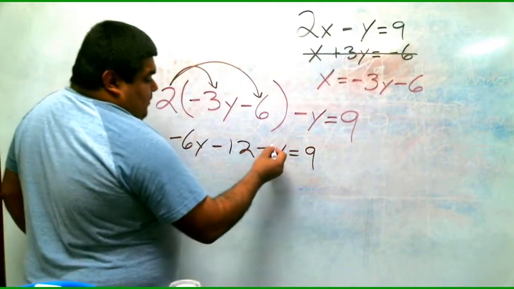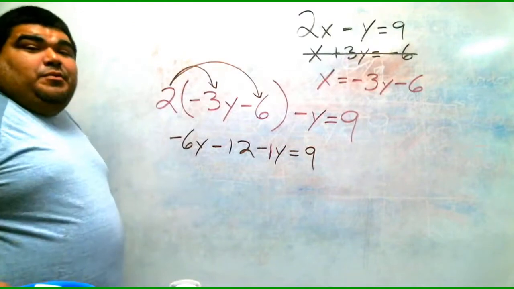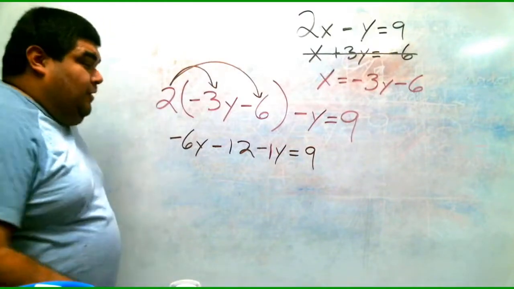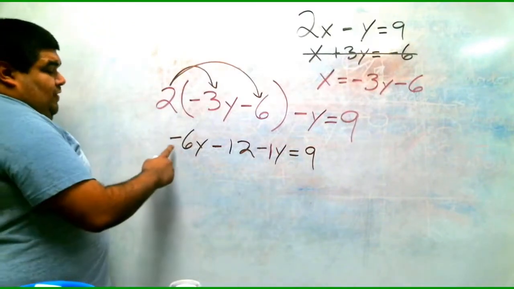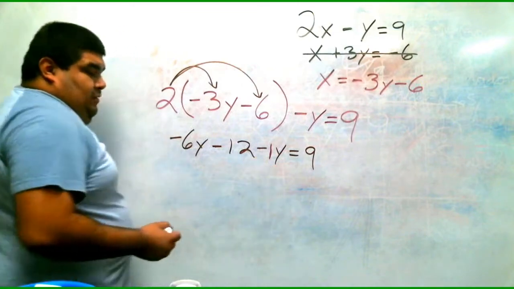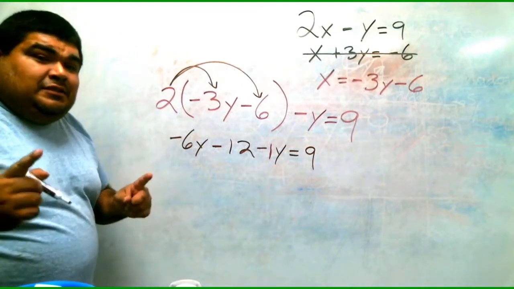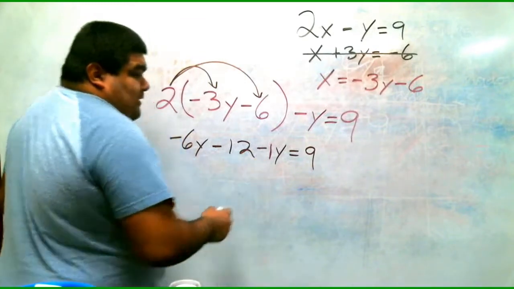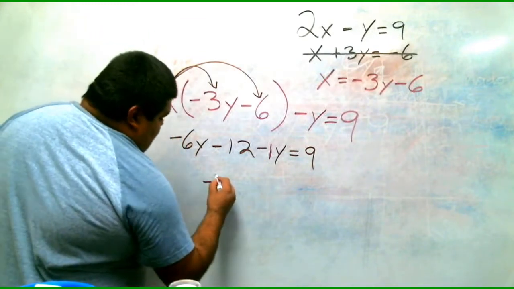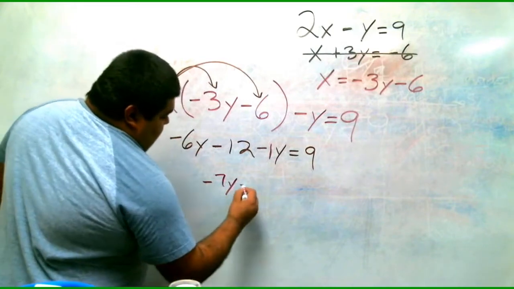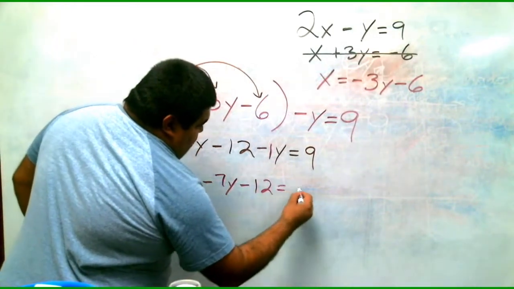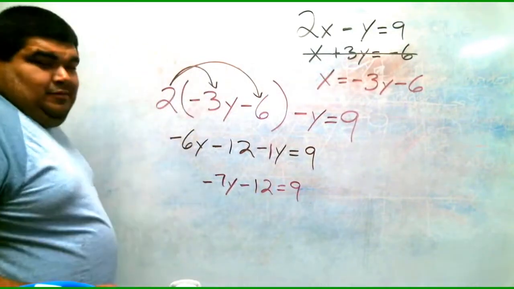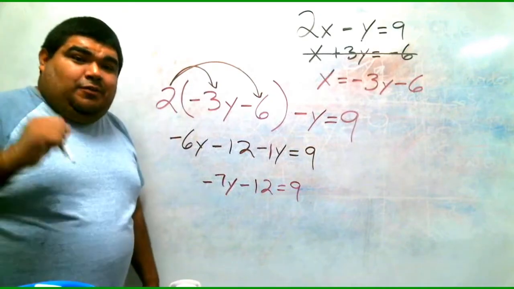Notice that all variables that don't have a number in front have a 1. So we have negative 6 minus 1. Notice that they're both negatives, so we add them and keep the negative. So negative 6 minus 1 is negative 7y minus 12 equals 9. Okay? We're almost there. We're almost solving for y.